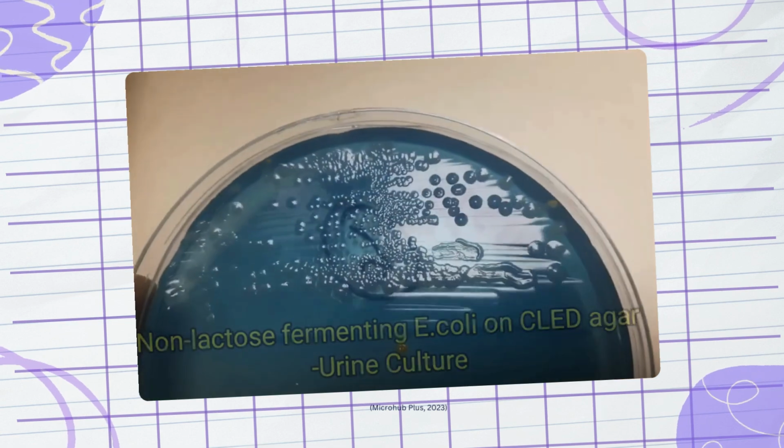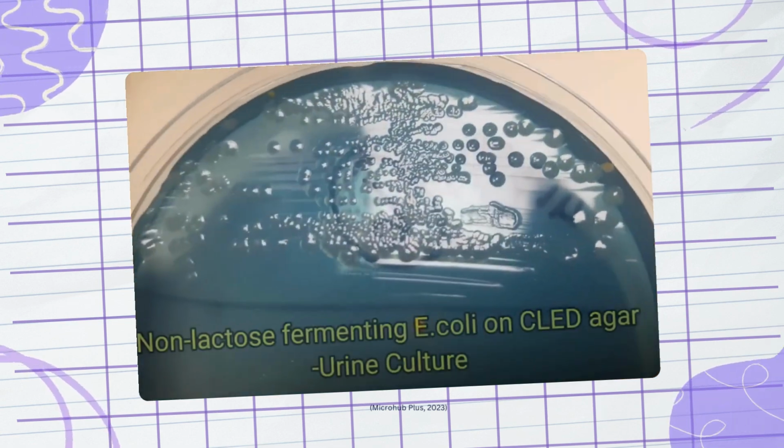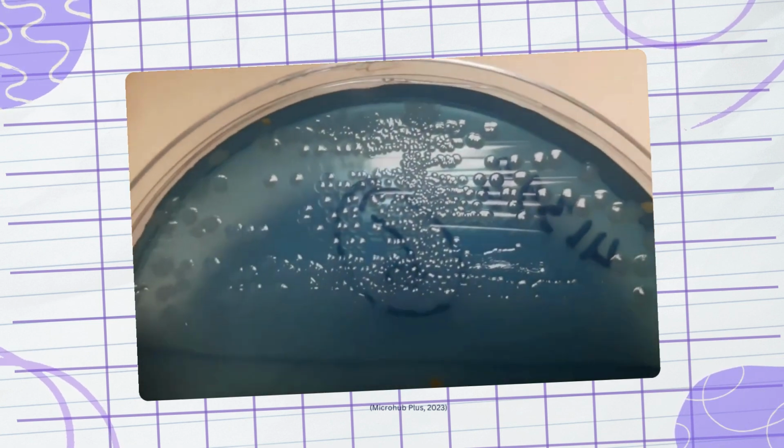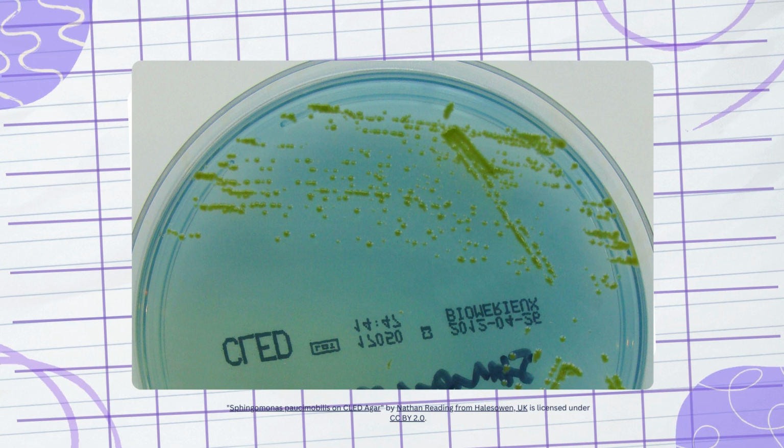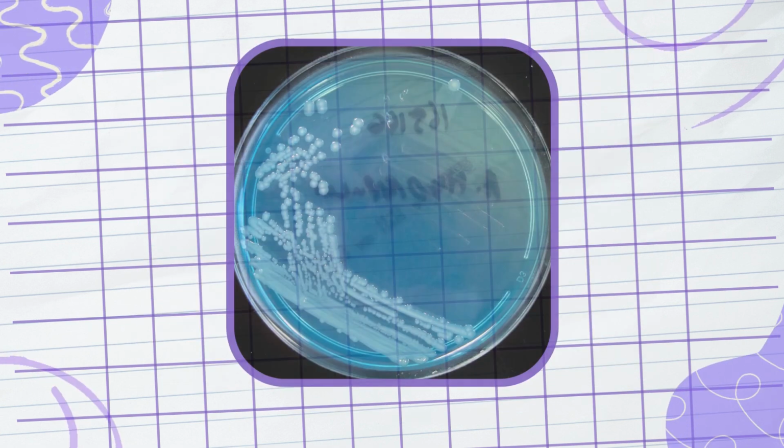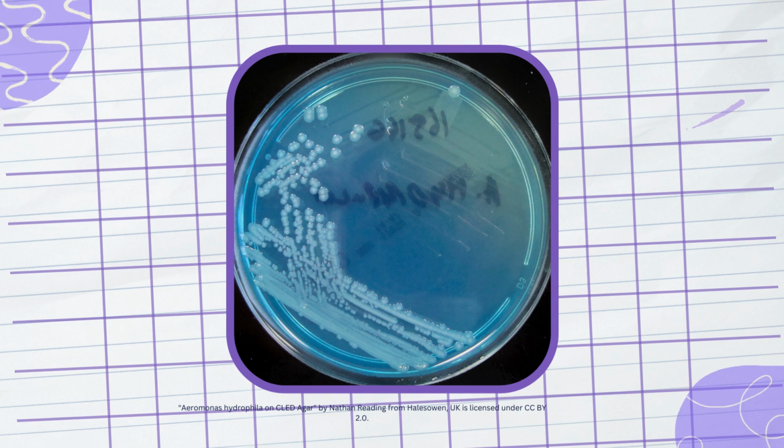Today we're going to look into a medium that is important to urine analysis, which is CLED Agar, also known as Cystine-Lactose-Electrolyte-Deficient Agar. So whether you're a student or a lab tech, this is going to be a quick overview on CLED Agar. So sit back and let's get started.